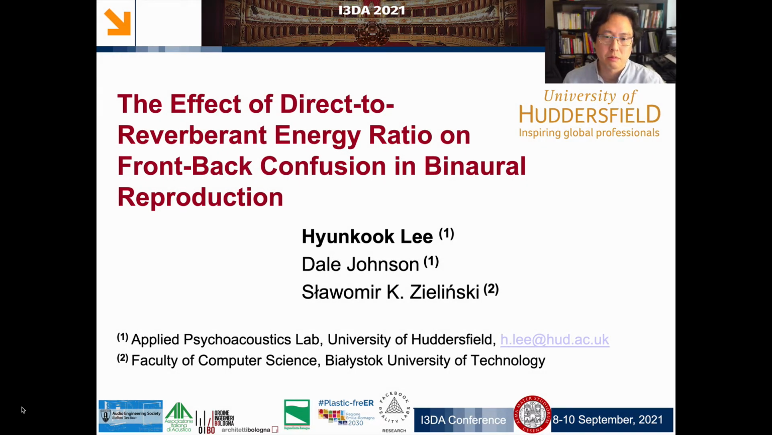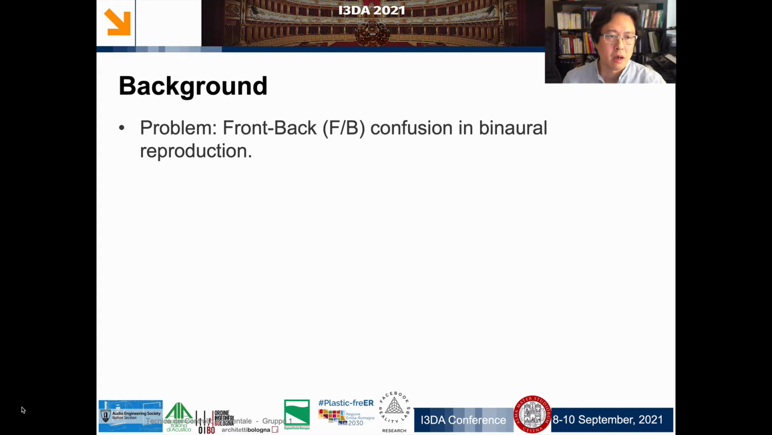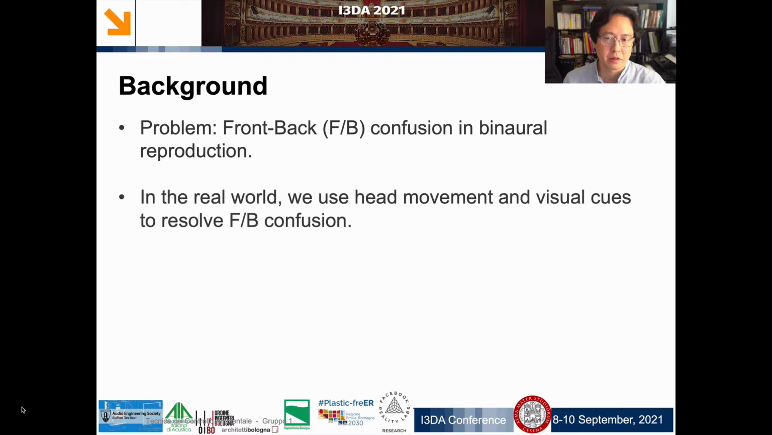What I'm going to talk about in this presentation is the effect of direct-to-reverberant energy ratio on front-back confusion in binaural reproduction. Just to give a brief background, this is a common problem in binaural reproduction: front and back sources get confused when we try to localize them. Sources in front of the listener can sometimes be perceived as if they were behind the listener, and vice versa. A back source is located in front instead of the back. This kind of reversal error is a common issue that is discussed a lot these days.